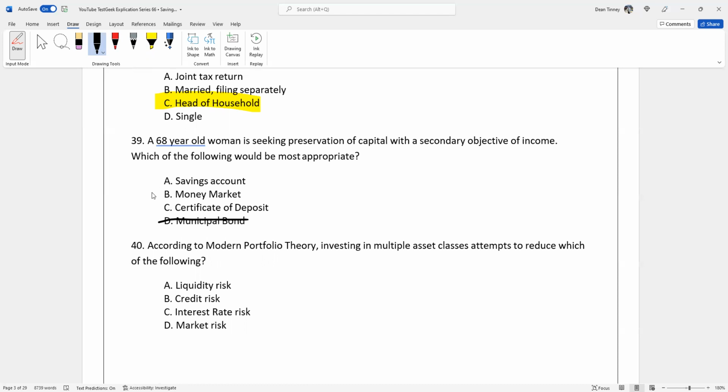I don't like Brian's answer set here, but by process of elimination, I think the best thing to do is put her in a money market fund. So I'm going to say that the answer here, even though I don't like any of these answers, is B.